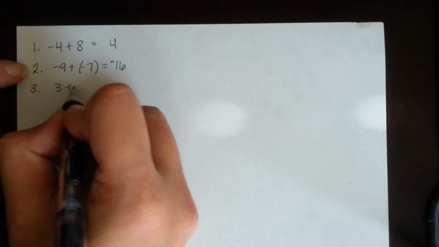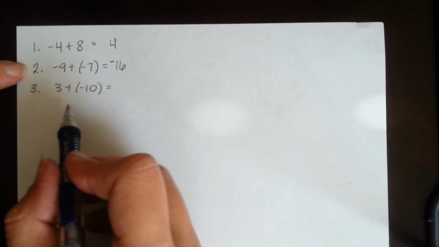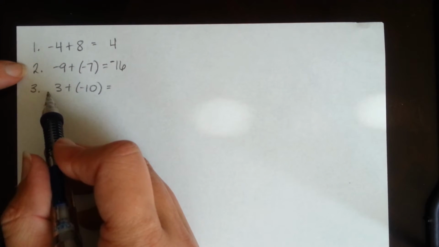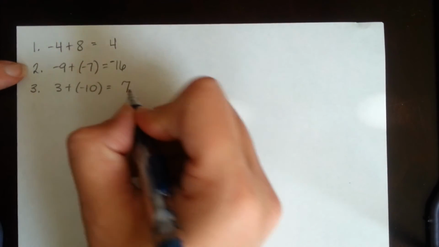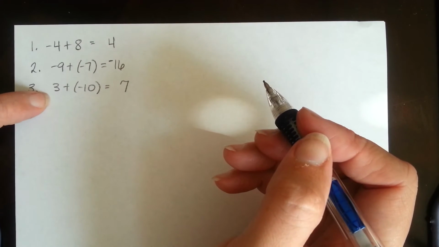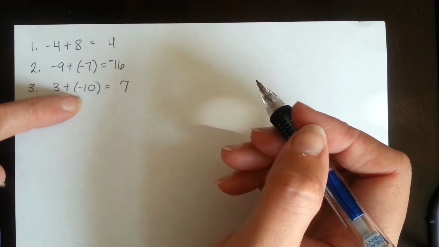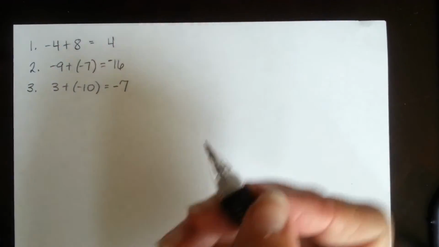3 plus negative 10. So I'm looking at this one, it's an addition problem. They have different signs. This one's a positive, this one's a negative. So we're going to subtract the numbers. 10 minus 3 would give 7. And we'll keep the larger absolute value. So the absolute value of 3 is 3. Absolute value of negative 10 is positive 10. So we're going to keep the negative sign. So it should give us a negative 7.